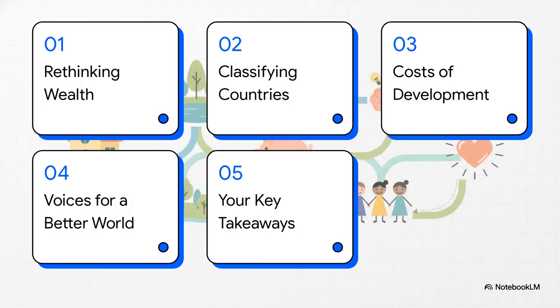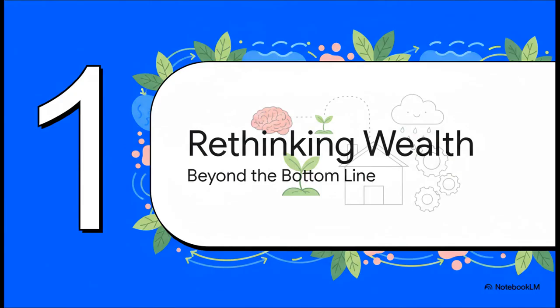Okay, so here's our game plan. First up, we're going to rethink what a nation's wealth really is. Then we'll see how we classify countries based on that thinking. After that, we'll get into the hidden costs of what we call development, listen to some powerful voices who are pushing for a better way, and finally, we'll wrap it all up with the key takeaways you'll want to hold on to. All right, let's jump right in.